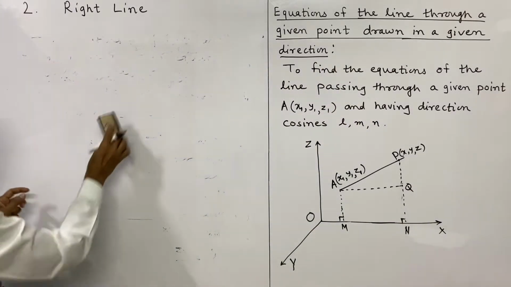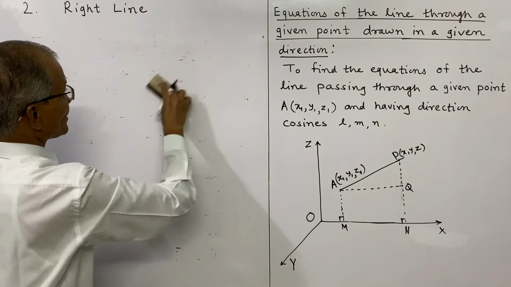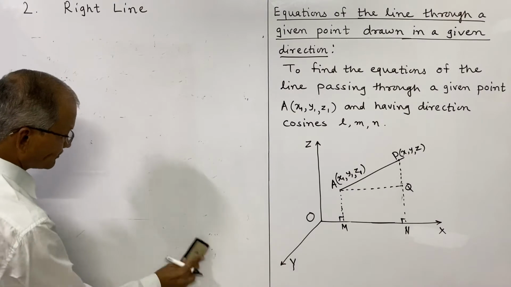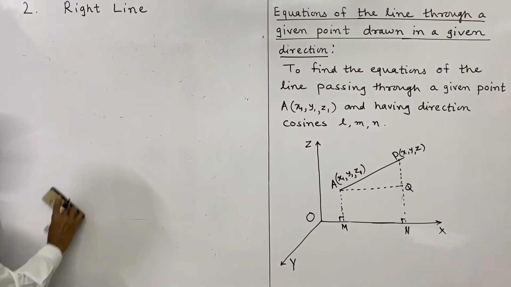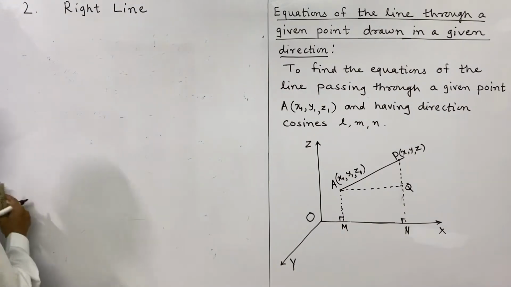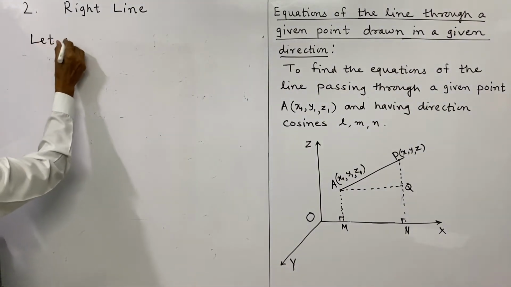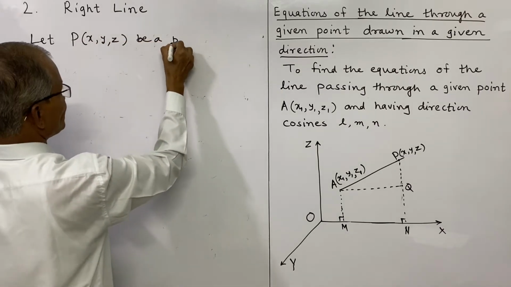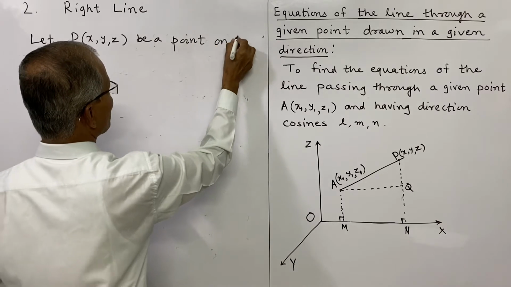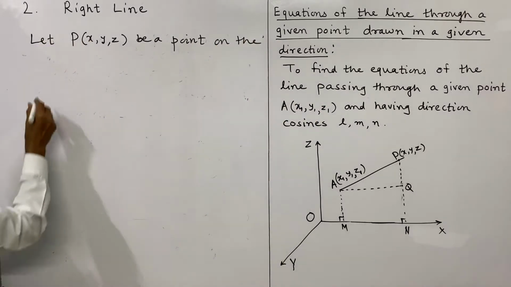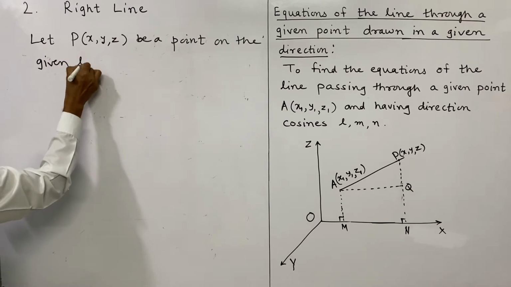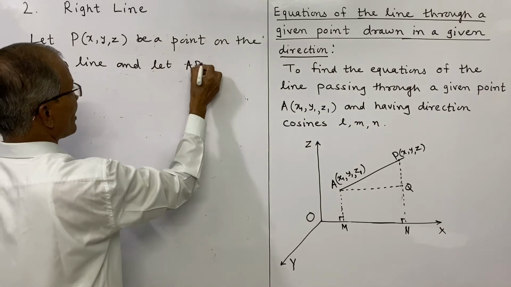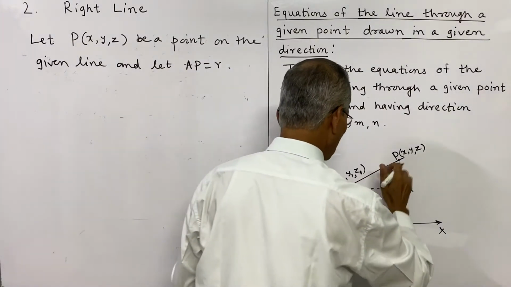So we can write the derivation of this equation of the line as follows. Let P(x, y, z) be a point on the given line, and let AP equal r. Suppose this length AP is r.